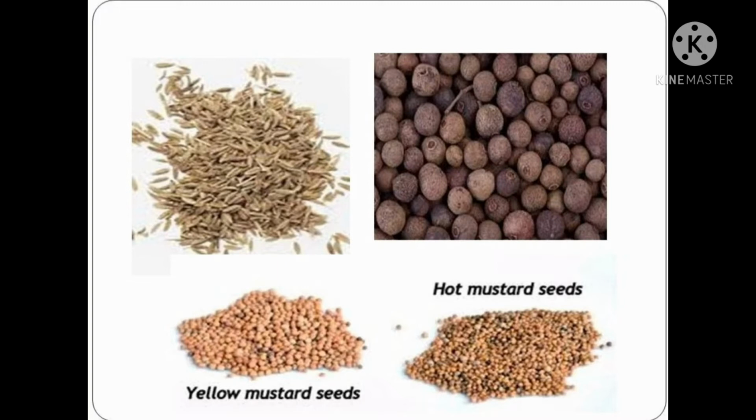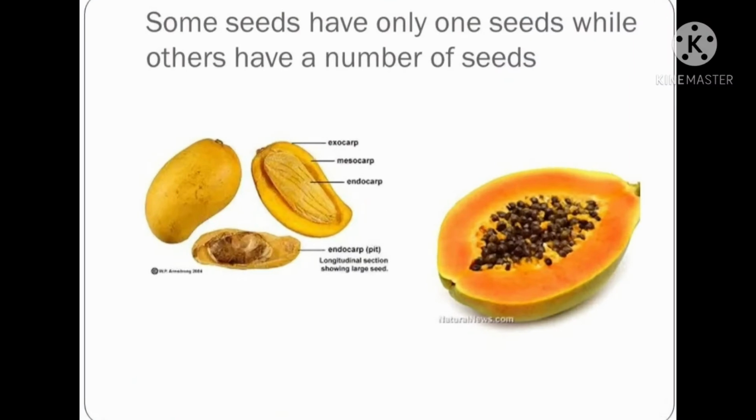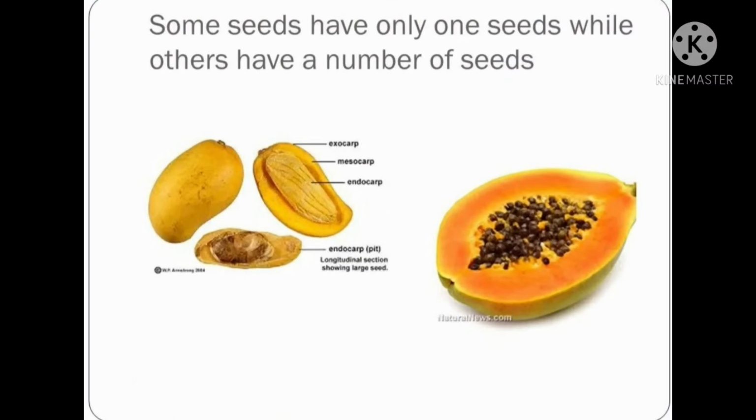Let us look into more kinds of seeds. Here on the screen you can see we have yellow mustard seeds, hot mustard seeds and a variety of other seeds, and each one of them is different in shape, size.